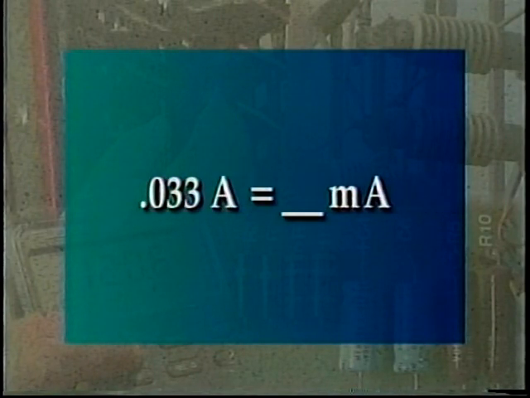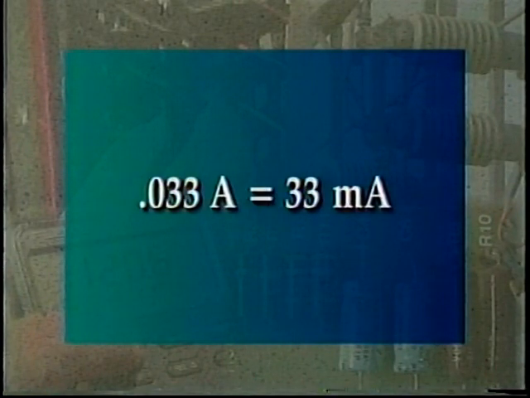Likewise, to convert the base number 0.033 amps to milliamps, the decimal point is moved 3 places to the right, and the prefix milli is added to the number. Thus, 0.033 amps is equal to 33 milliamps.